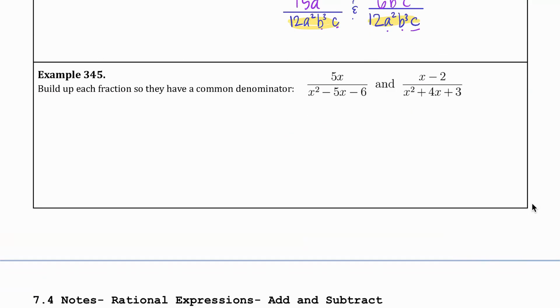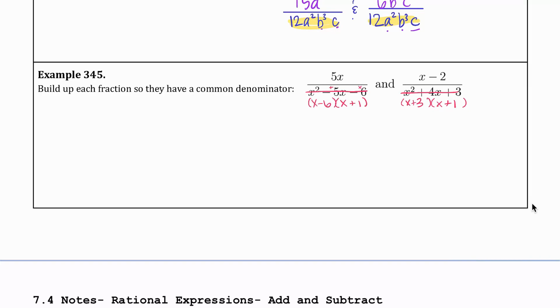All right, and one more where we have trinomials in our denominator. So I'm just going to rewrite these in factored form. That's going to help us find our least common denominator. Okay, so multiply to give me -6, add to give me -5. I'm going to rewrite this as x minus 6, x plus 1. Multiply to give me 3, add to give me 4. I've got x plus 3, x plus 1. And I just crossed those out so I don't get confused. We didn't change anything about them, we just rewrote them differently.